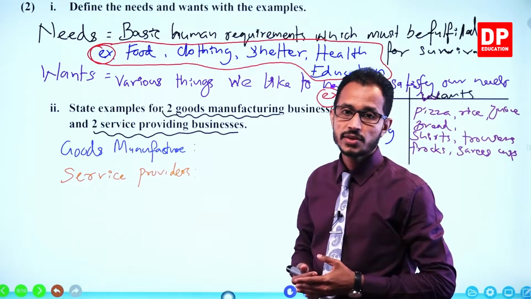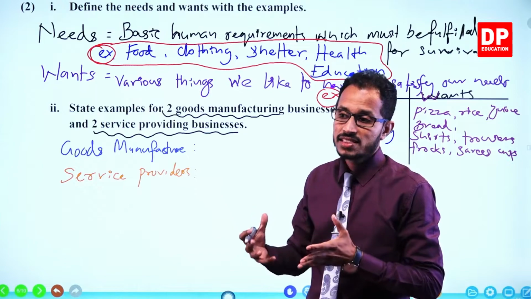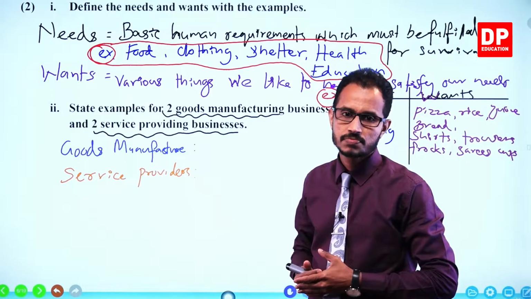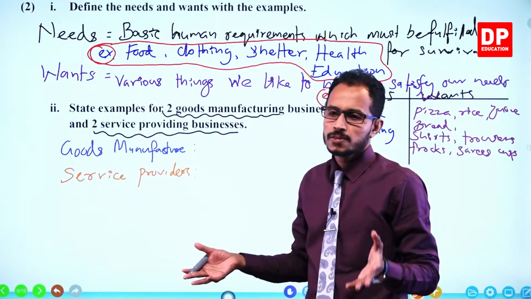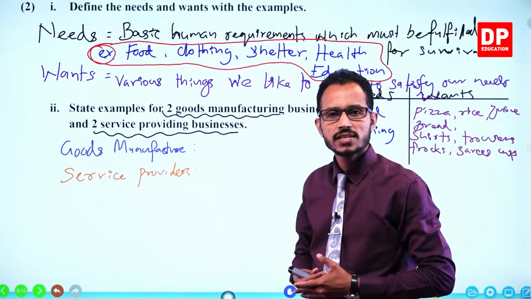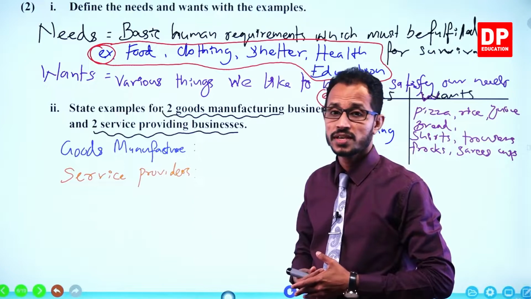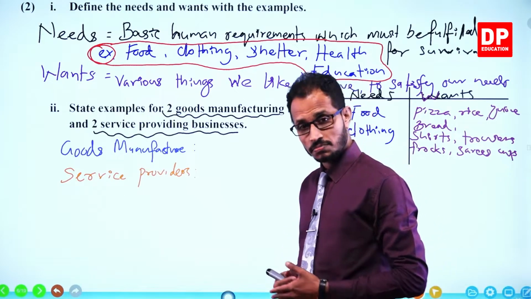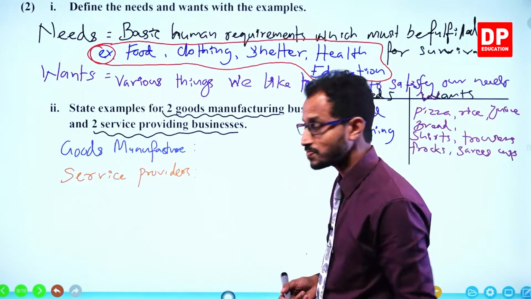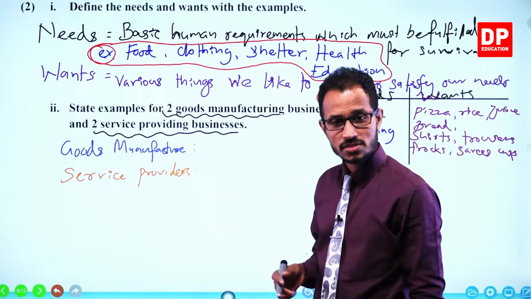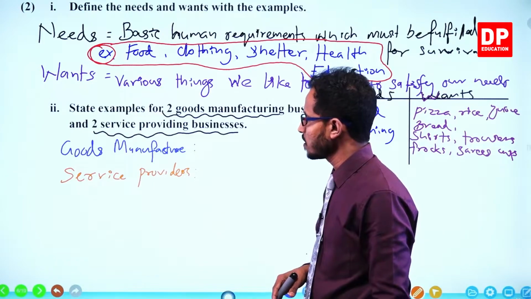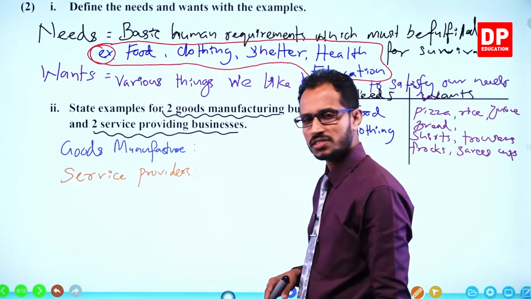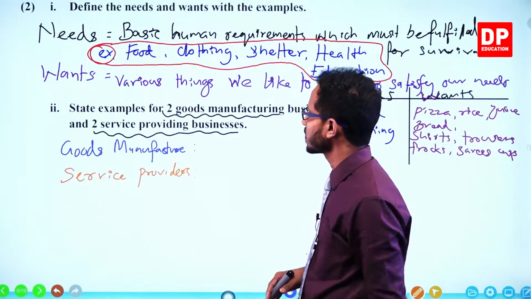Hospitals are providing you health and medical services. Salons and spas, these organizations provide you personal grooming services. Why are you laughing? Service providing businesses. You can write any amount of businesses, but just two is enough.